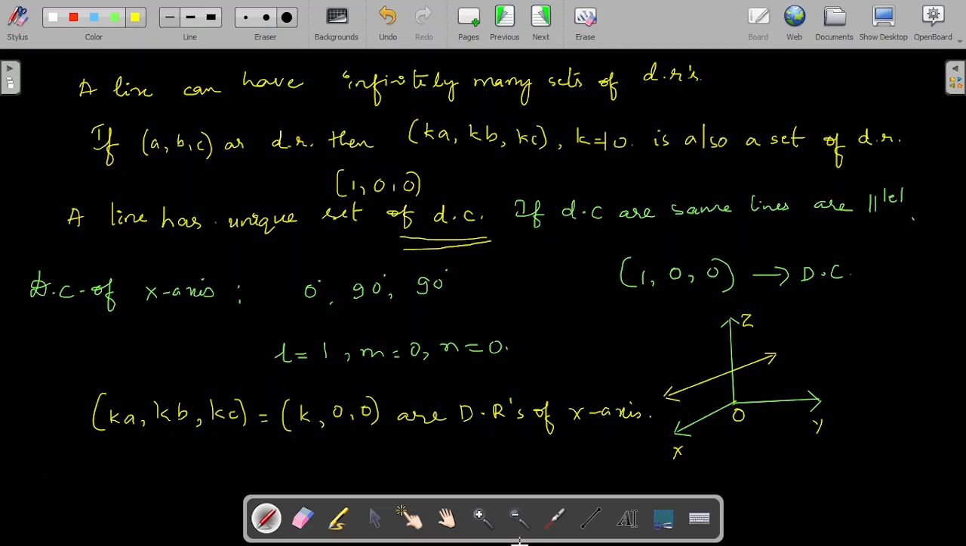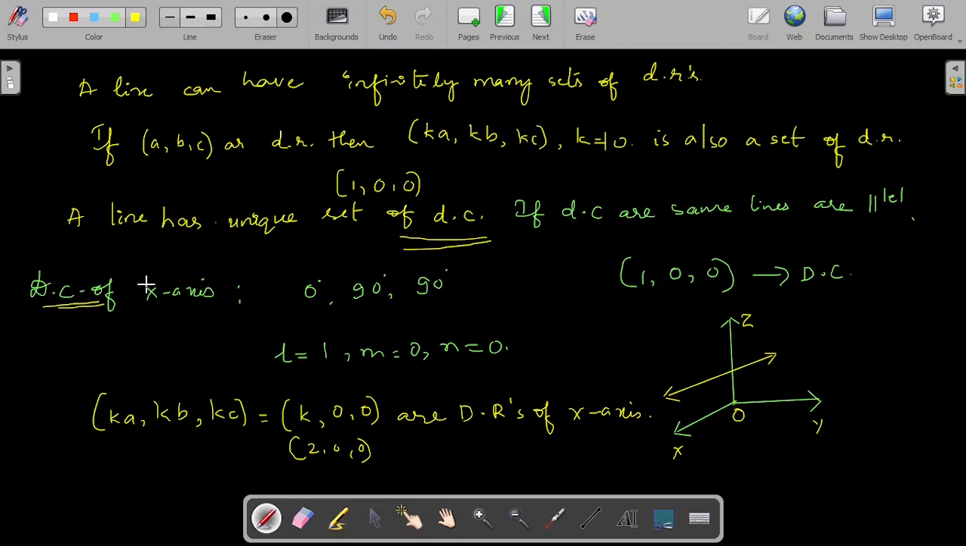So that is what is specified here: 0 degree, 90 degree, 90 degree with the x-axis. l is 1, m is 0, n is 0. So k, 0, 0 are direction ratios of the x-axis. You go on giving values: for k, 2 0 0, another point on the x-axis, 3 0 0, 4 0 0. So direction ratios will give you all possible points on the x-axis, whereas direction cosines will give you the unit vector on the x-axis, along the x-axis.